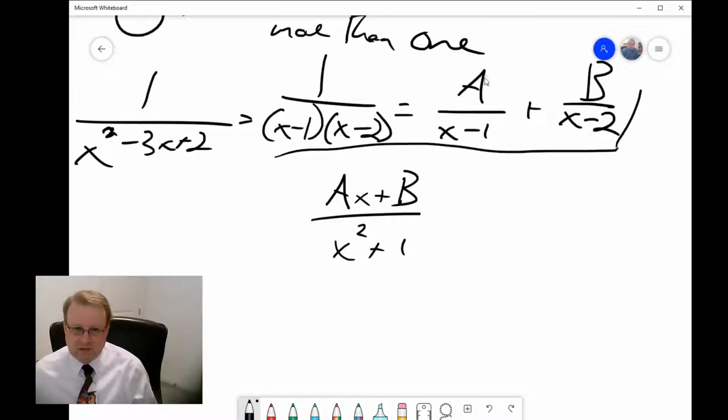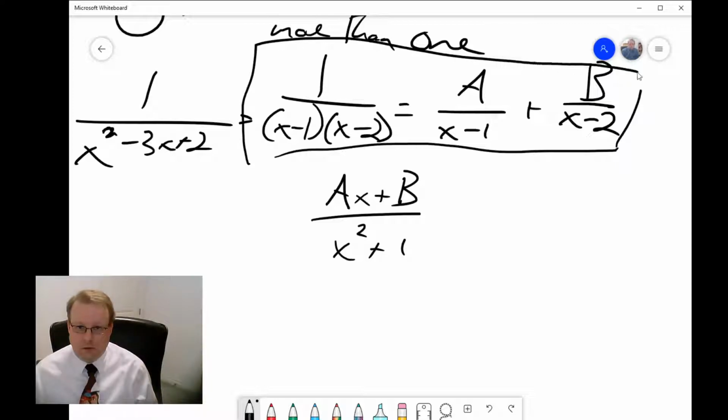We can easily integrate A over x minus 1. We can easily integrate B over x minus 2. That'll just be A times the natural log of x minus 1 plus B times the natural log of x minus 2. But in order to make use of that, we have to know that we have values of A and B that work. We have to find something that can get that job done. So that will be our next step.